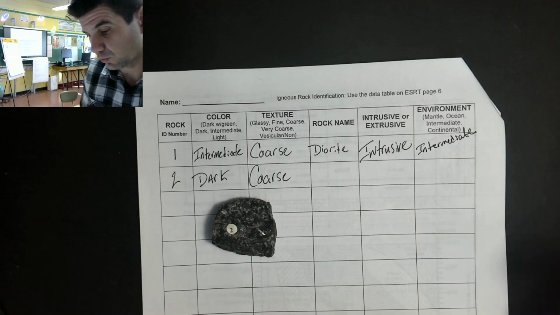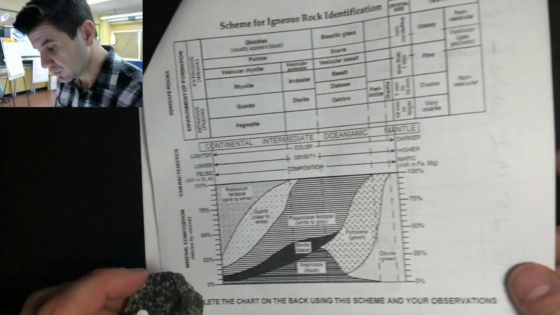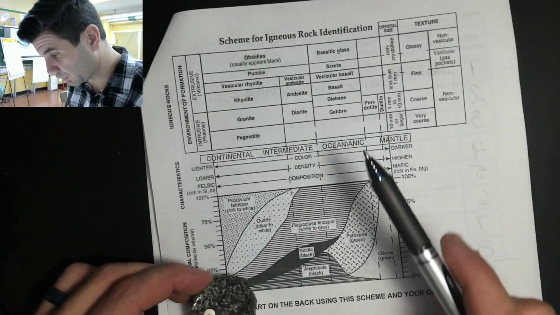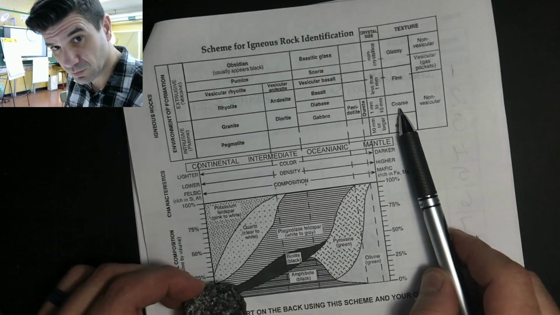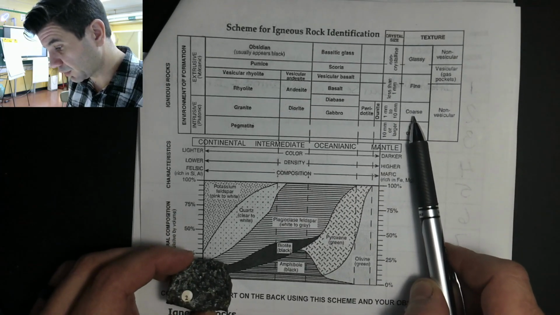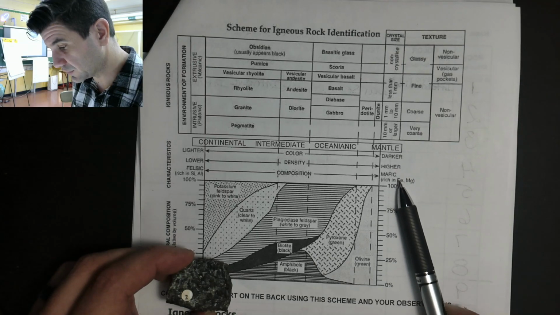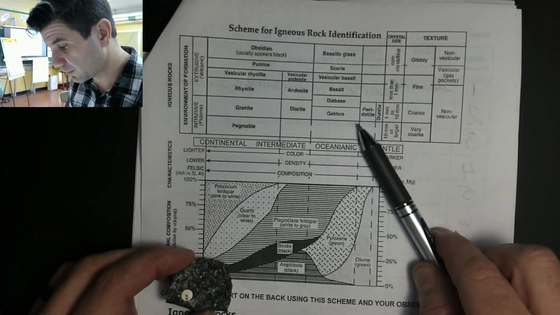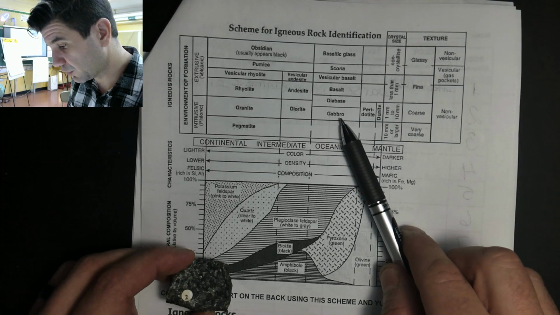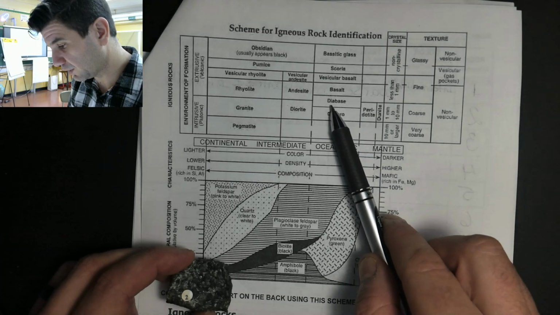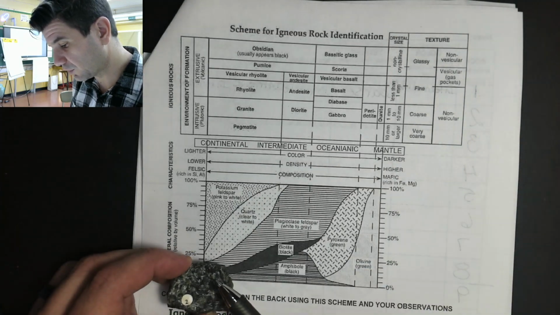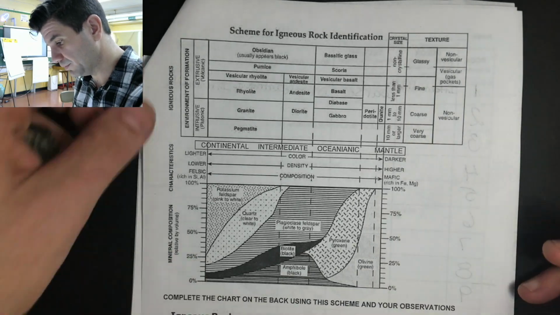And let's figure out the rock's name. So coming here, we're looking at coarse. And we're on the mafic side. We're on the darker side, right? So it's going to be one of these guys. It could be gabbro. It could be diabase, right? So you can see that. But the crystal size is pretty big, so I'm going to go with gabbro.